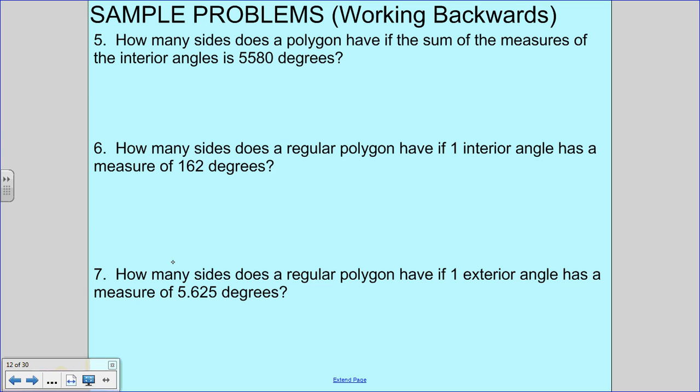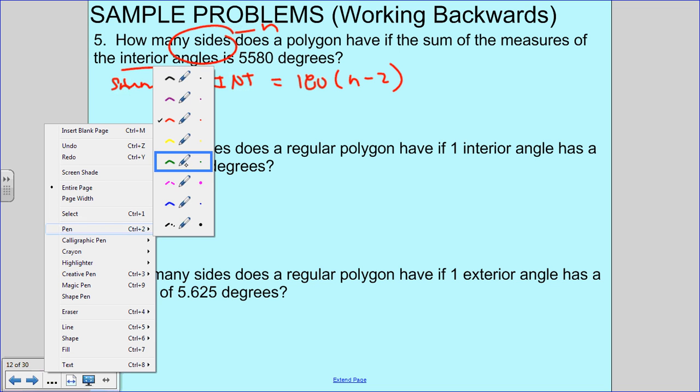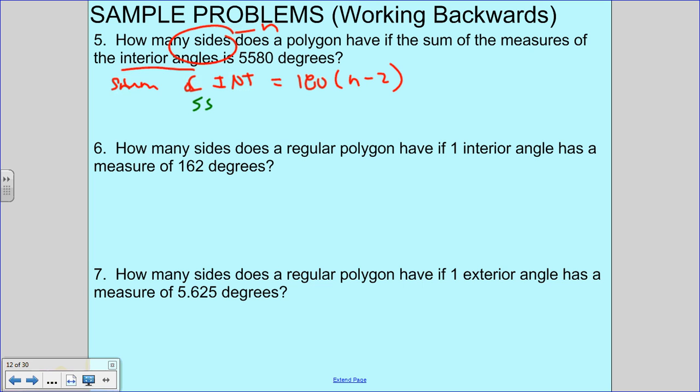Number 5 says how many sides, so we're looking for n this time, does a polygon have if the sum of the measures of the interior angles is 5580? So we're looking for n, but we know the sum of interior formula is equal to 180 times n minus 2. And we know that the sum is 5580. So we're going to put that on the left side of the equation.